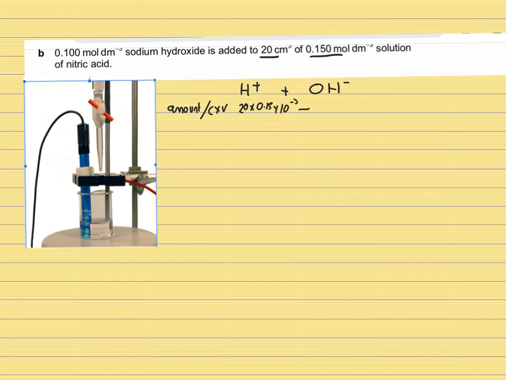Because it reacts in a 1-to-1 ratio, that must also be the amount of hydroxide ions that are reacting at the end point. And we know the volume, because the volume of our nitric acid is 20 centimetres cubed.